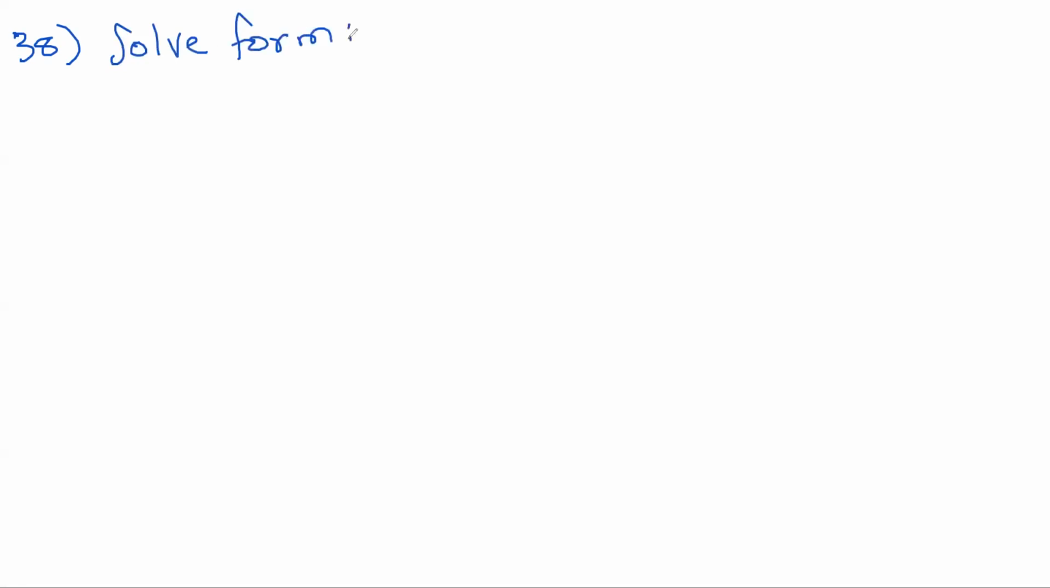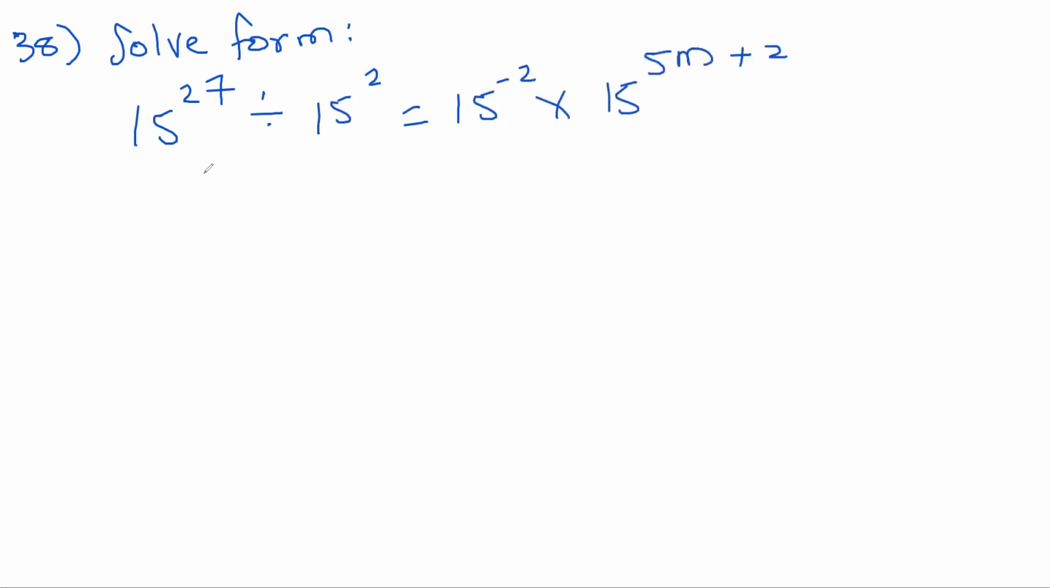Stage 2. Solve for m. 15 raised to 27 divided by 15 square is equal to 15 raised to minus 2 into 15 raised to 5m. You are doing 39. Yes, so division means, sir, this is 39. It is 39. Oh sorry, then okay, let us do 39 first, then 38 later. Okay, let us do 39 first.